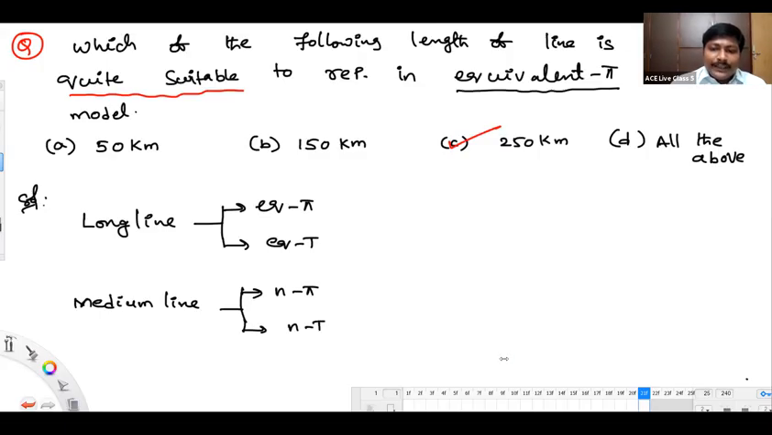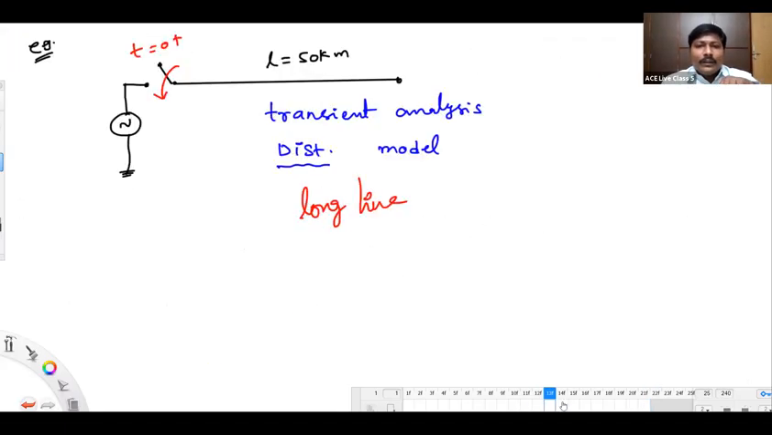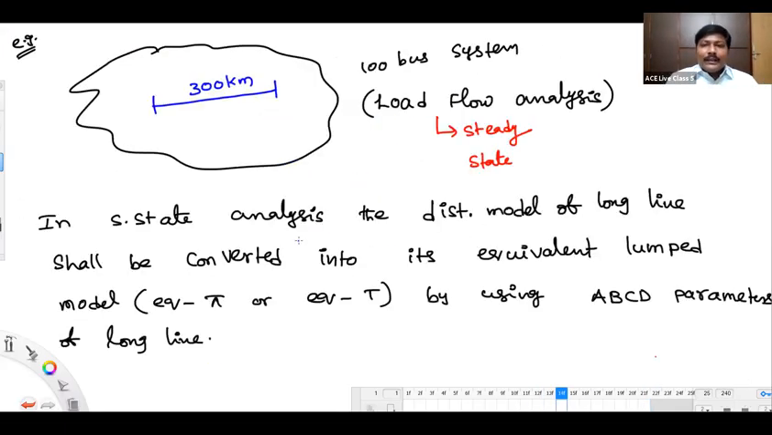Then what's the difference between nominal T and nominal pi, as well as equivalent pi and equivalent T? Construction wise, we have a difference. I already discussed in today's class how you construct the equivalent pi and equivalent T. For the distributed model of the long line, we first take the ABCD parameters. Using these ABCD parameters, we construct the equivalent pi and equivalent T.